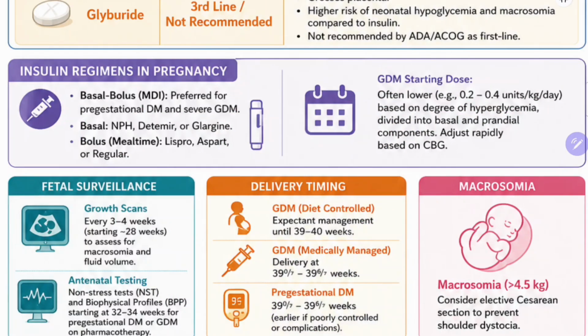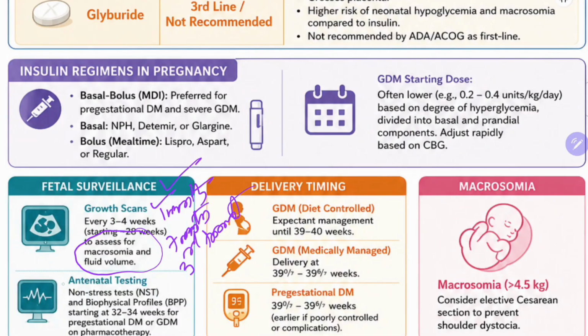Okay. Now this is very important. Fetal surveillance: growth scans every 3 to 4 weeks. Every month you should perform a growth scan starting at 28 weeks, meaning 7 months, from 7 months, meaning in the third trimester. In the third trimester, every month you should perform a growth scan to assess for macrosomia and fluid volume, because they are at risk of polyhydramnios and macrosomia. So in the third trimester, a growth scan should be performed every month in patients who have diabetes in pregnancy.